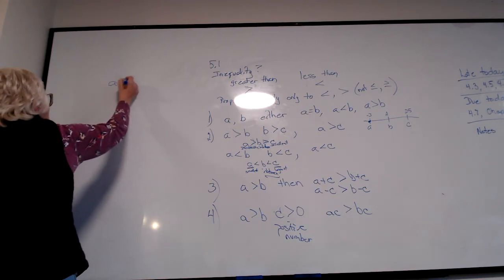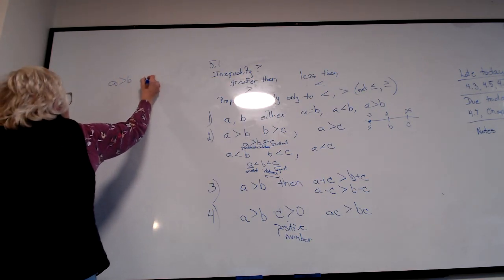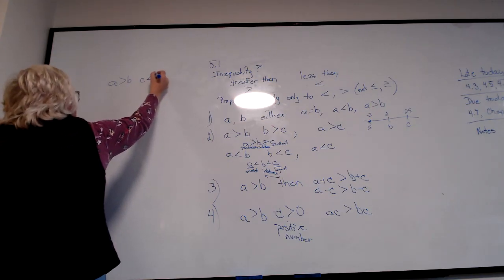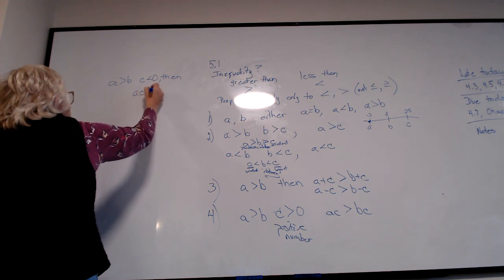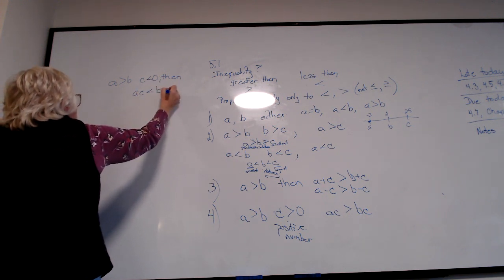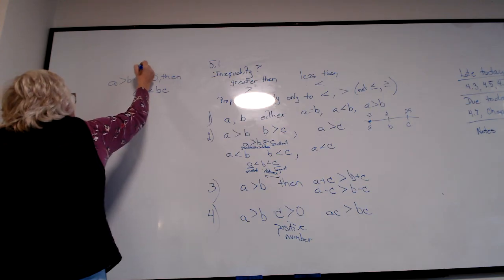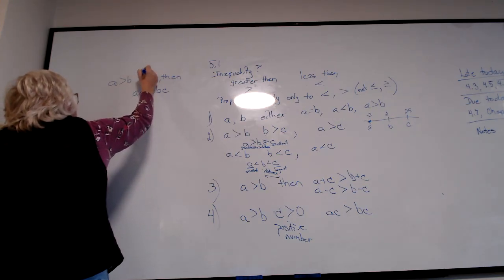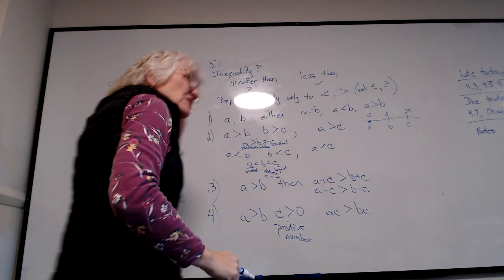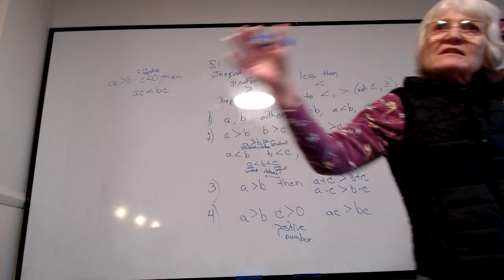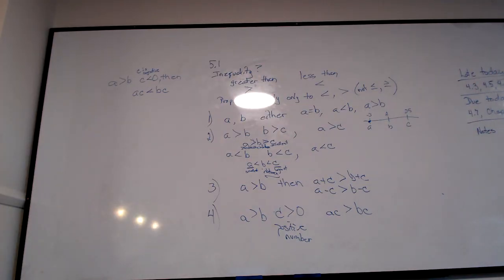If A is greater than B and C is less than 0, then AC is less than BC. This is when C is negative. Remember how when we solved inequalities, we switched that sign when we multiplied or divided by a negative number? Okay, that is still true. If it's negative, it's still true.